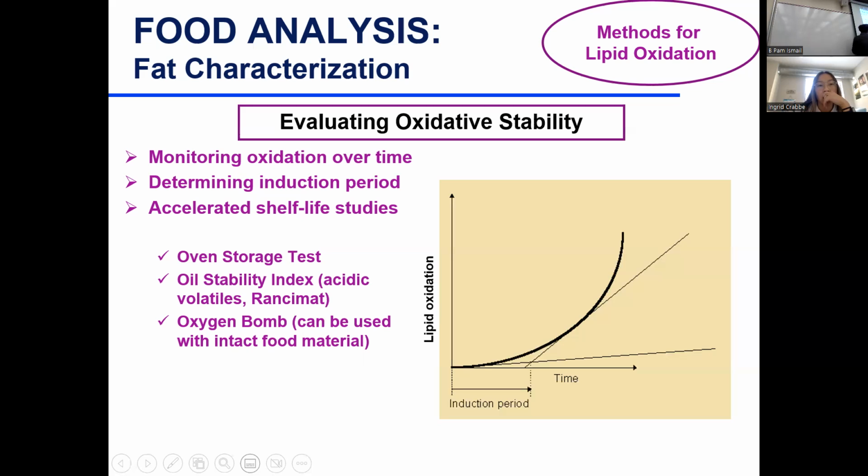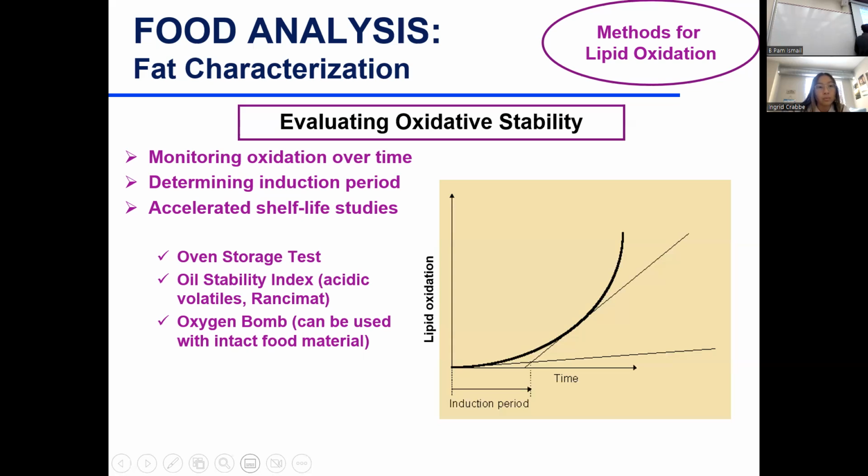There are 3 tests that are very commonly done. The most common one is the oven storage test. Similar to the trial that we did for you for the lab, but that was super accelerated. It was only for a few hours, so we had the temperature really high for the oven. But the regular oven storage temperature is between 60 to 80 degrees. And we store it over probably up to 10 days of storage.